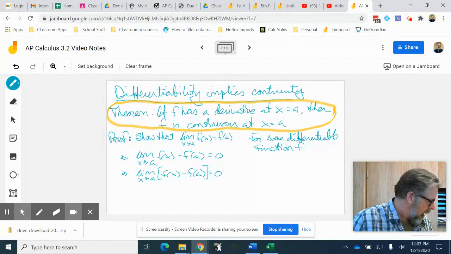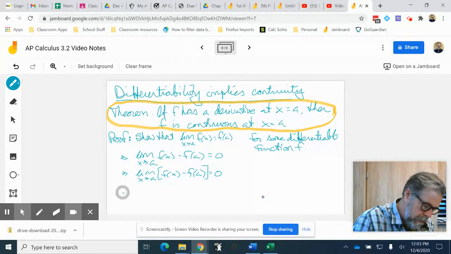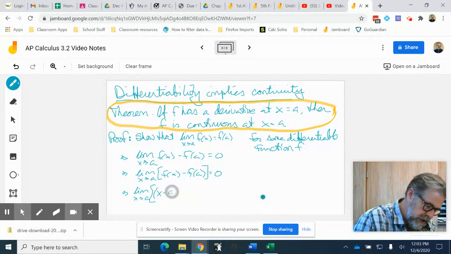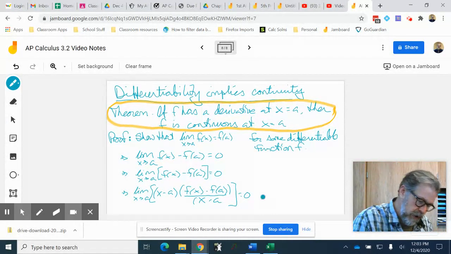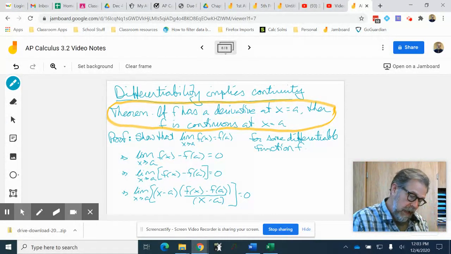So what happens next? Well, what I'm going to do is multiply top and bottom by x minus a. And the reason will become clear in just a minute. x minus a times f of x minus f of a over x minus a. So notice that I haven't changed the equation. All I've done is multiply top and bottom by the same thing, which I am allowed to do.